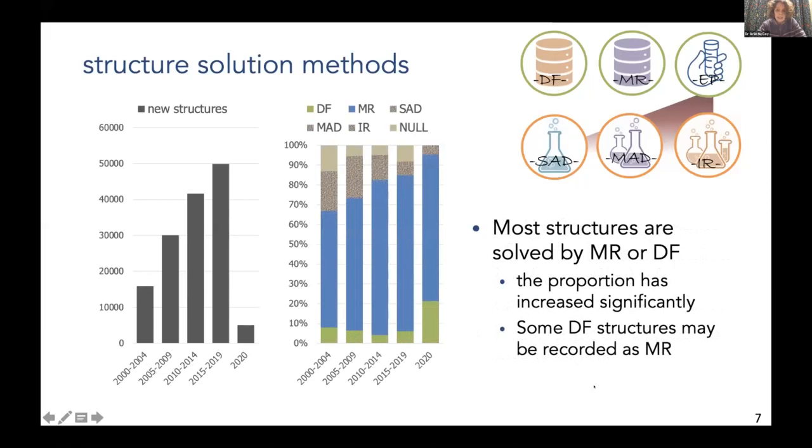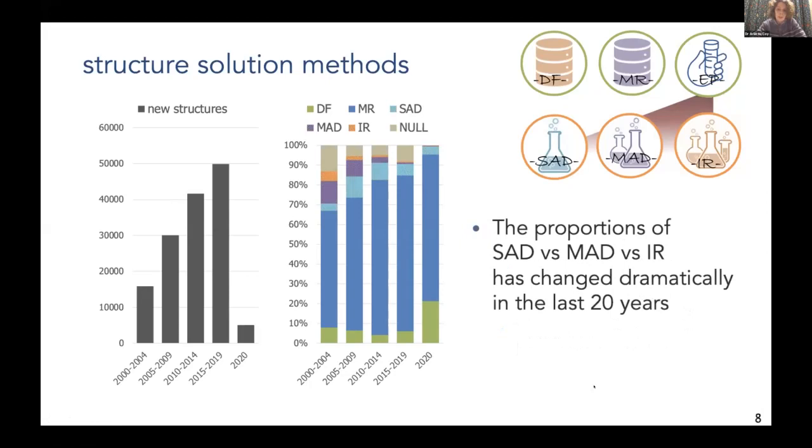The second thing to say is that the vast majority of structures are solved by molecular replacement or difference Fourier methods. That's been increasing dramatically over the years. And of course, you can draw a straight line back from there to the start of crystallography when all structures were solved by isomorphous replacement methods. So that's to be expected. Some difference Fourier structures may be recorded as MR. I don't have any, that's just a gut feeling. I don't have any proof of that. It's just a feeling.